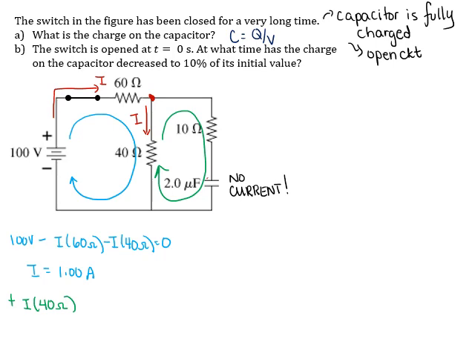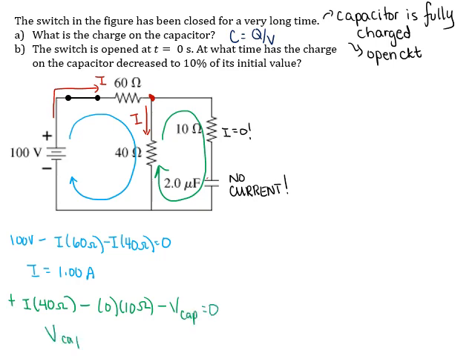Remember, I've said in this branch there's no current. So my current through my 10 ohm resistor is 0. So to find my potential drop across that resistor, I've got 0 times 10 ohms. I suppose technically you don't have to put it in at all, but it's nice just to illustrate. And then the last thing I have is my potential drop across my capacitor. That has to equal 0.